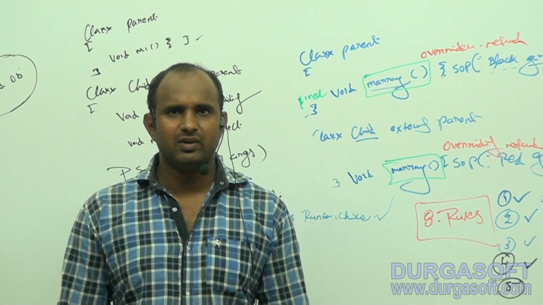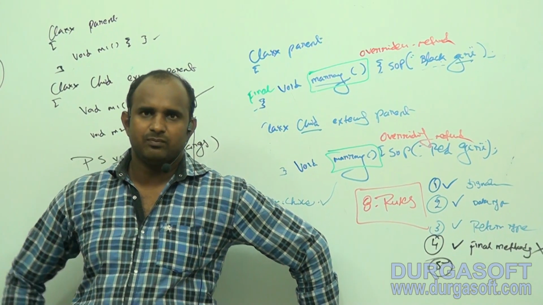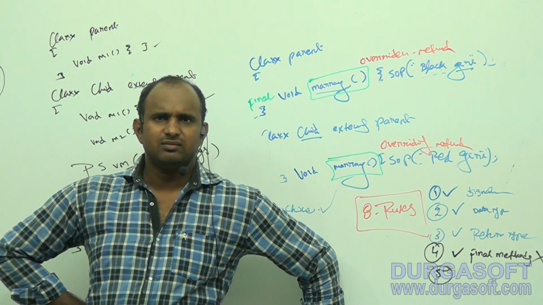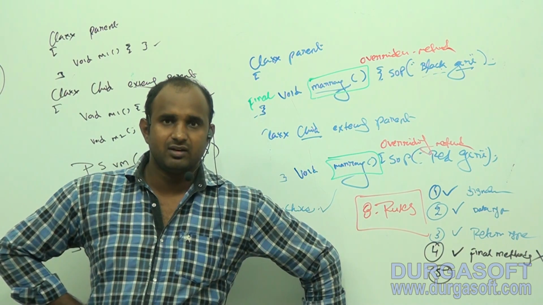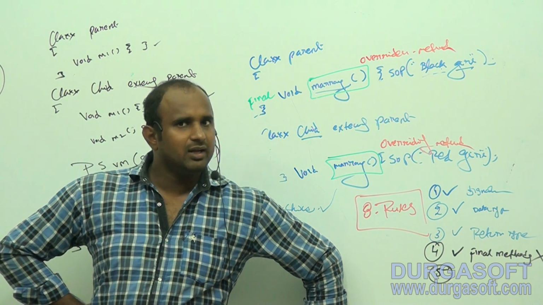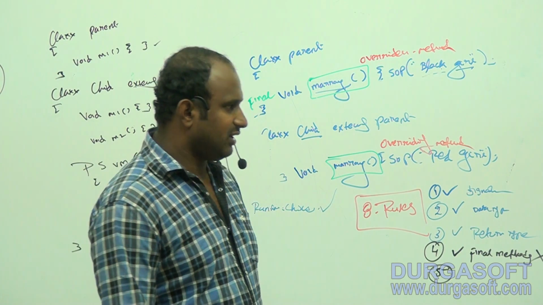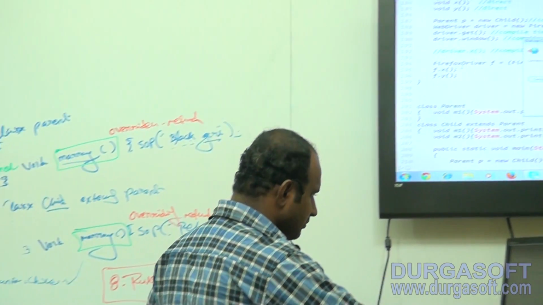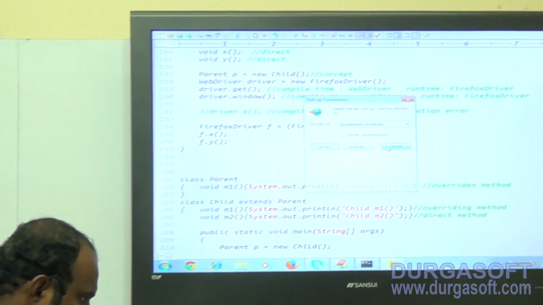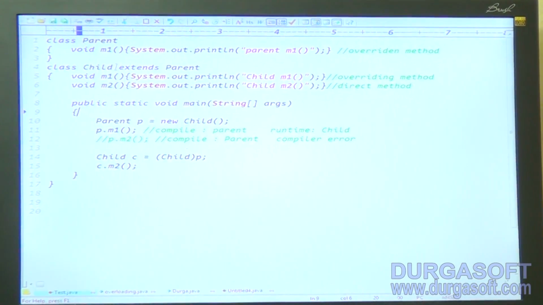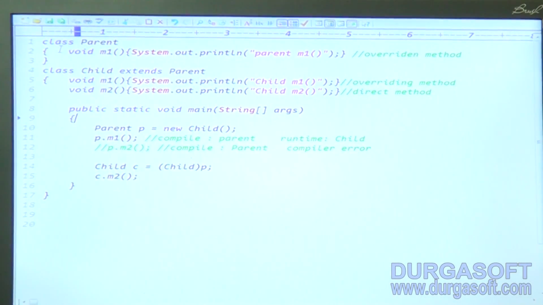So what is rule number 5, Ratan? Static methods. In Java, how does static method overriding work? We will discuss static method overriding here. So check whether overriding is possible or not possible. I will give an example regarding static methods. Now this is our last example.